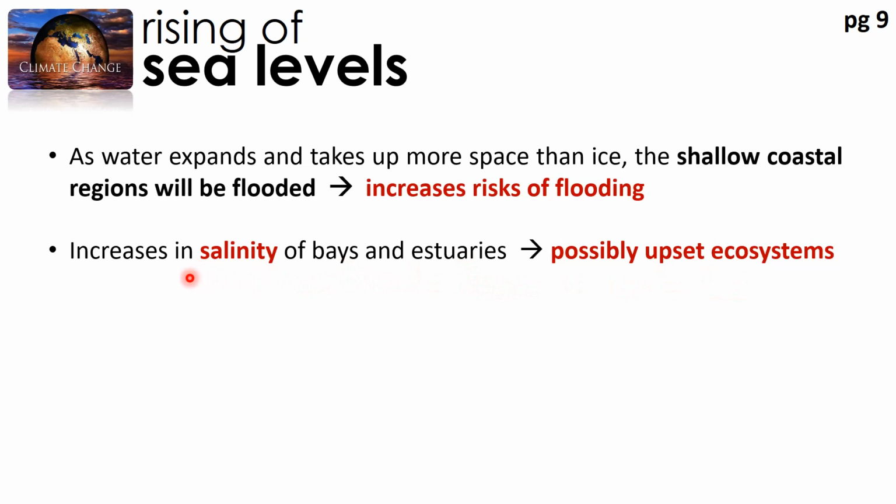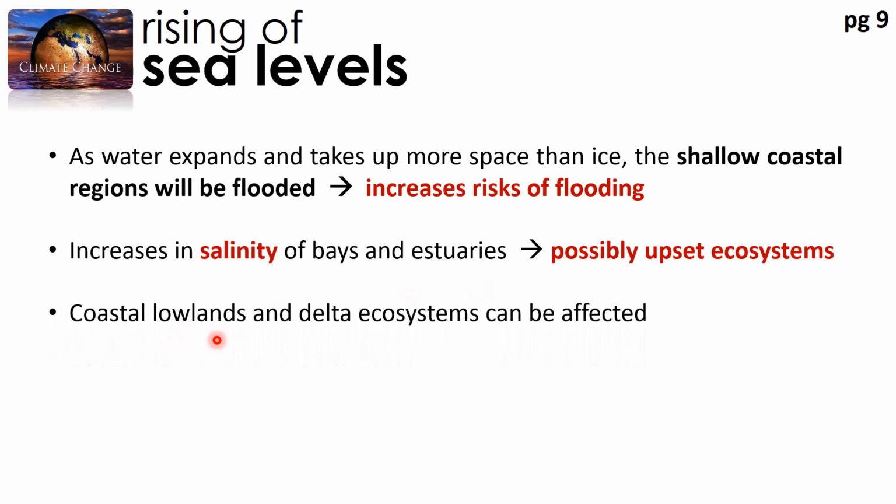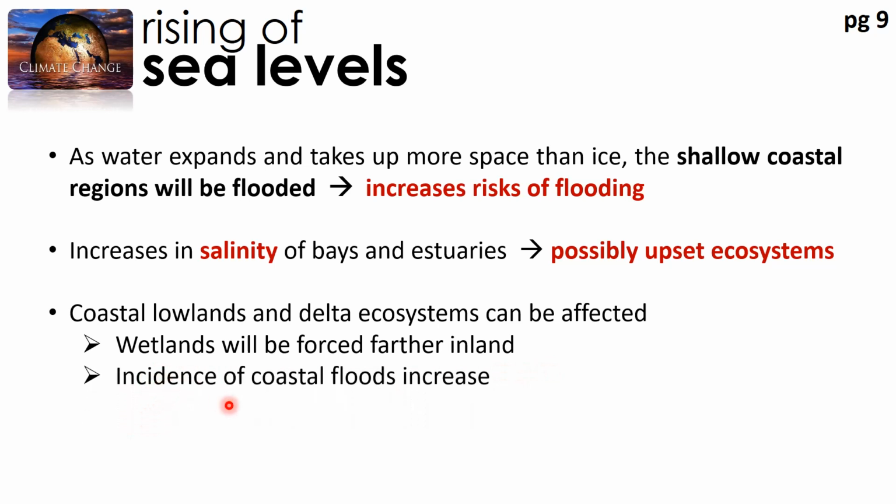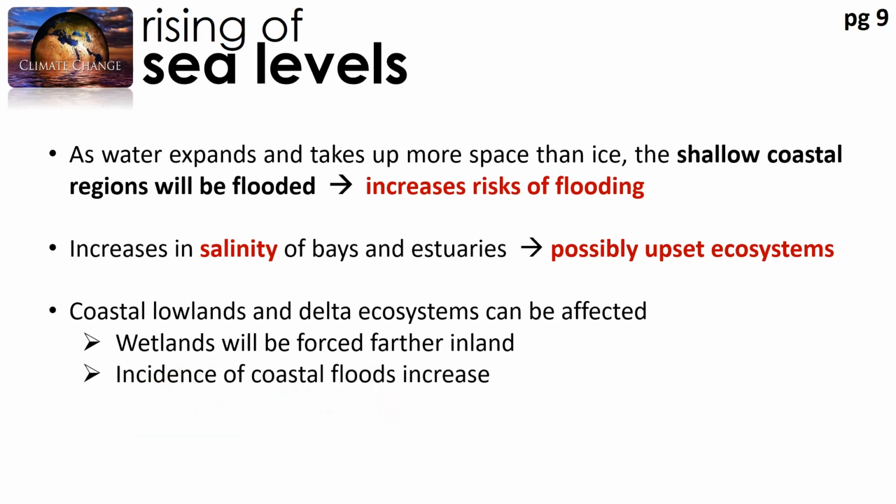Because seawater has a lot of salt in it. So seawater is high in salinity, right? So with excessive flooding of shallow coastal regions by seawater, there will be increase in salinity of bays and estuaries. Coastal lowlands and delta ecosystems will also be affected. For instance, wetlands will be forced further inland because of the flooding of coastal regions, and the incidence of coastal floods will increase.